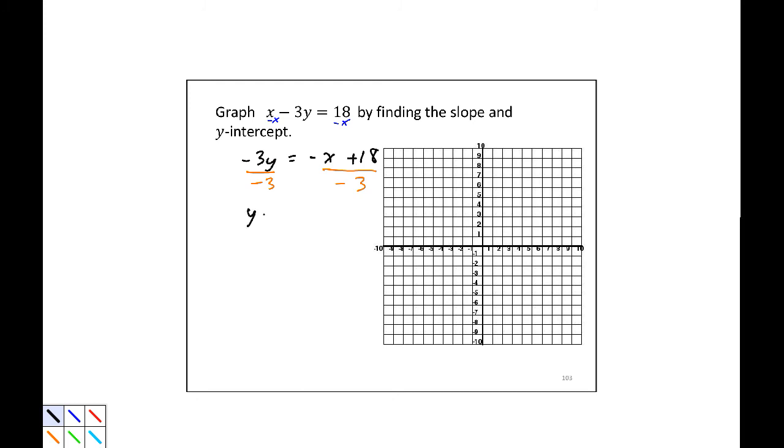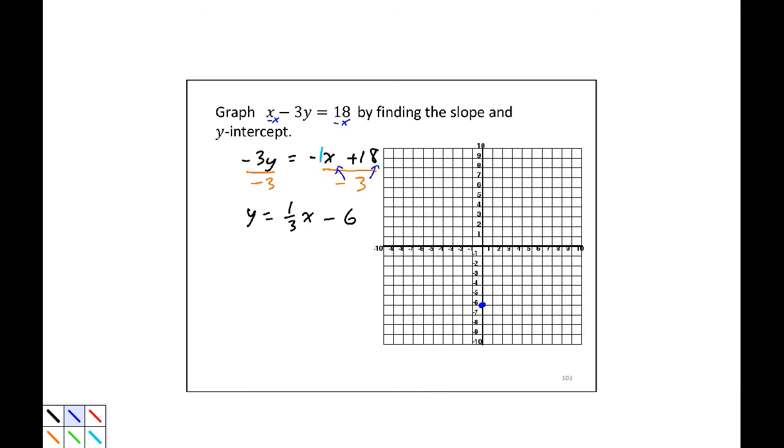We have y equals, two negatives, we'll make this a positive, positive 1/3 x. And then dividing here, that'll be a negative 6. So we'll have minus 6. So my y-intercept is (0, minus 6), right here. And my slope is positive 1/3.